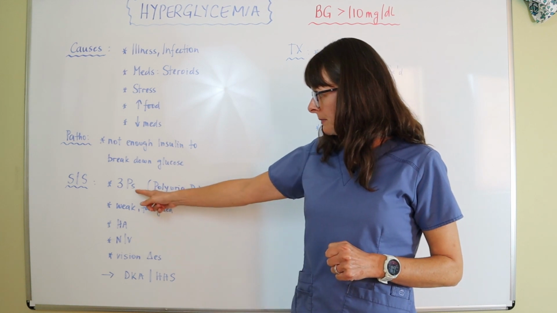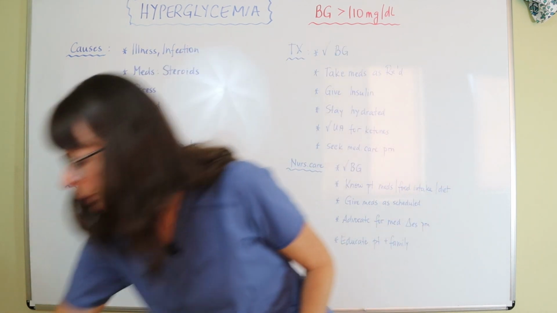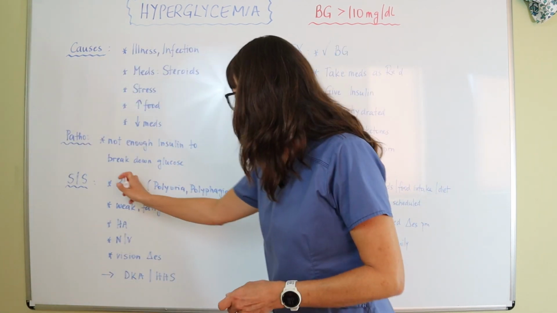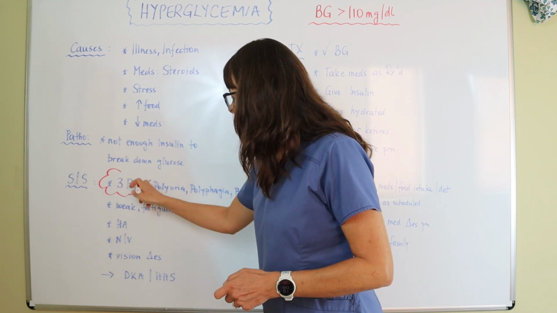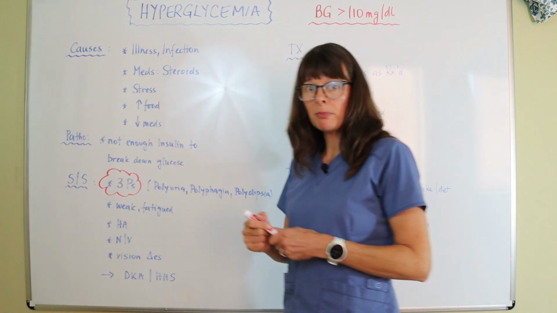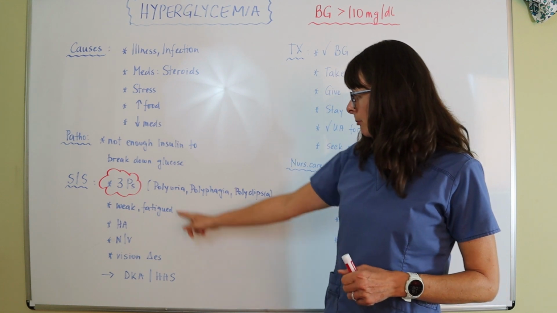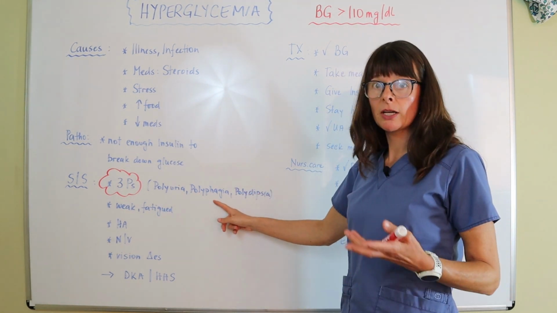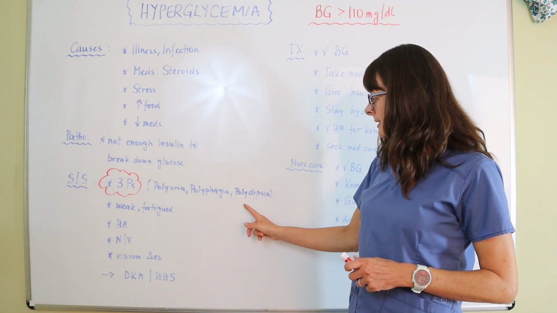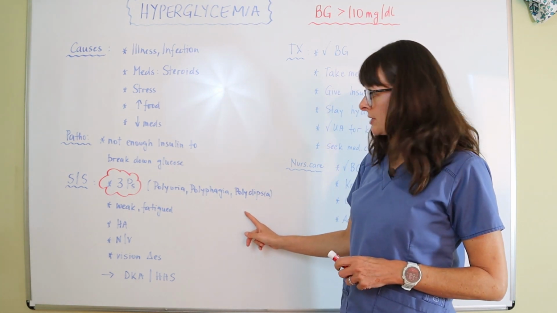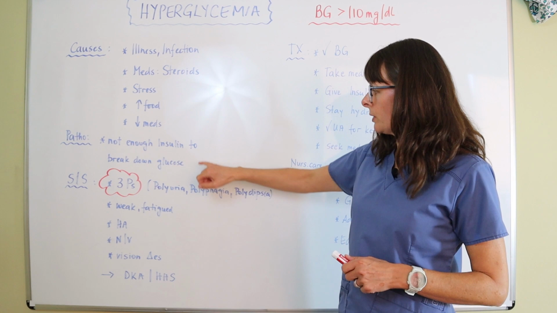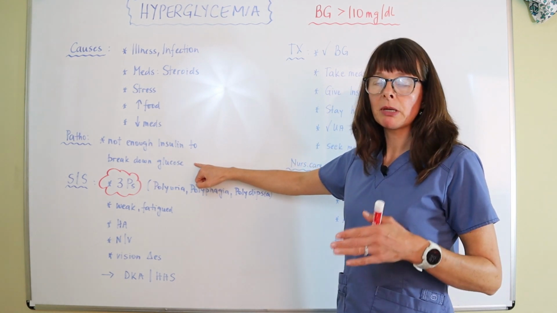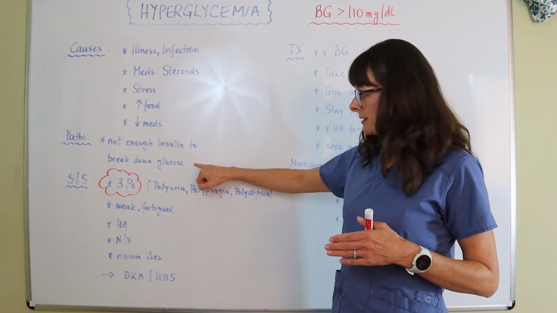So signs and symptoms are going to be the 3 P's, and I forgot to do my red important thing here. And the 3 P's of hyperglycemia are polyuria, increased urination, polyphagia, increased hunger, and polydipsia, increased thirst. And that all has to do with that glucose not being able to be utilized by the cells.